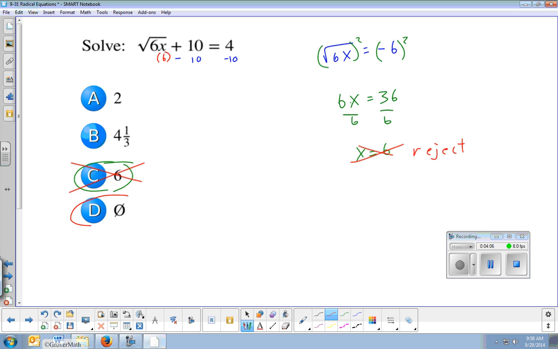Well, that's what this symbol right here is. The 0 with the slash through it. It's a symbol for empty set. It's a symbol for no answer. And so that's what's happening here, is that there is no answer that works out.